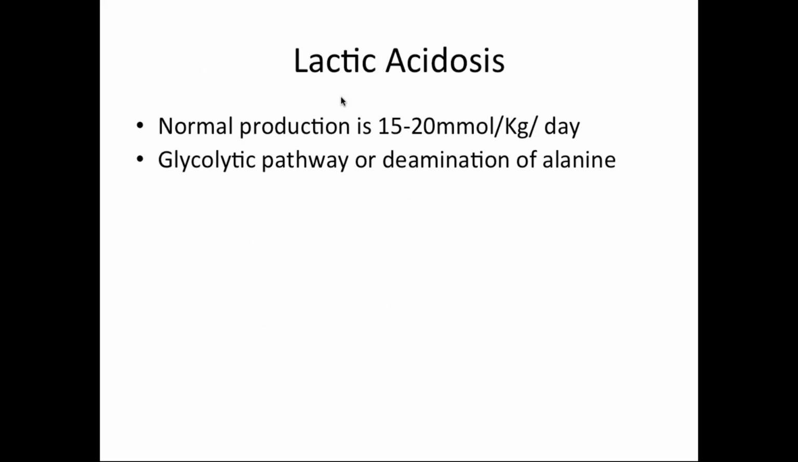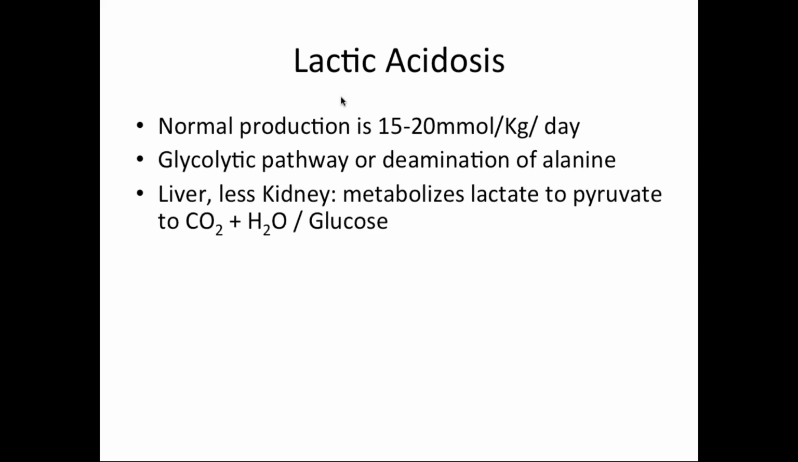So we'll use that as segue to talk about lactic acidosis per se. The normal production of lactic acid is about 15 to 20 millimoles per kg per day. The glycolytic pathway or the deamination of alanine is the main source, and the liver and less the kidney metabolize lactate to pyruvate, and to CO2 and water, or they can metabolize the lactate to glucose as well.